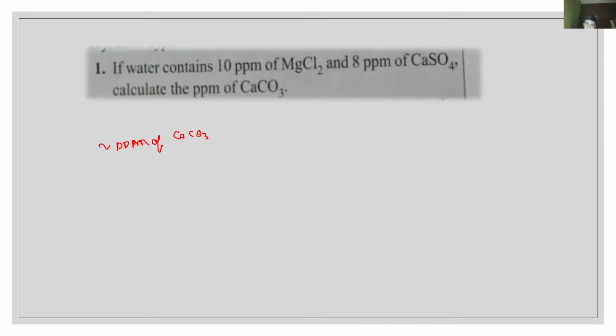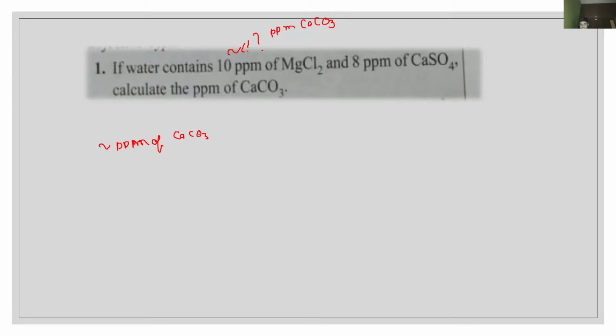Say 10 ppm of MgCl2 is present, but for standardization we will calculate its equivalent to how much ppm of what? CaCO3. I will also tell the reason why. How can we do that?